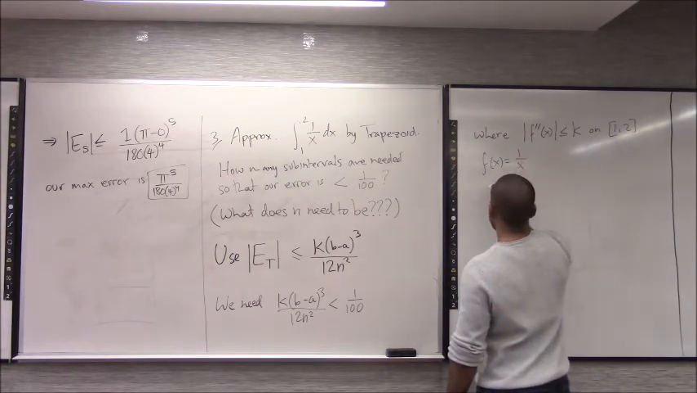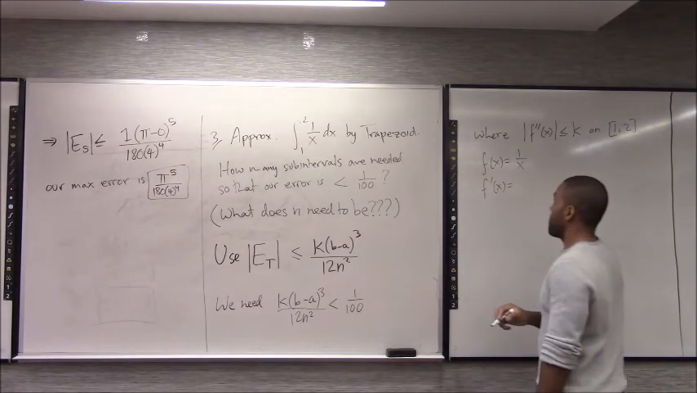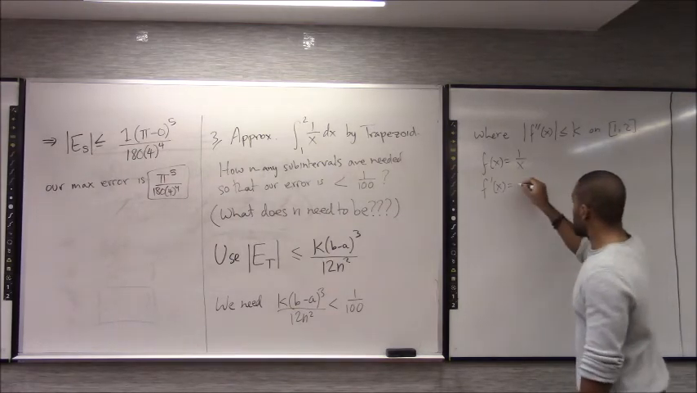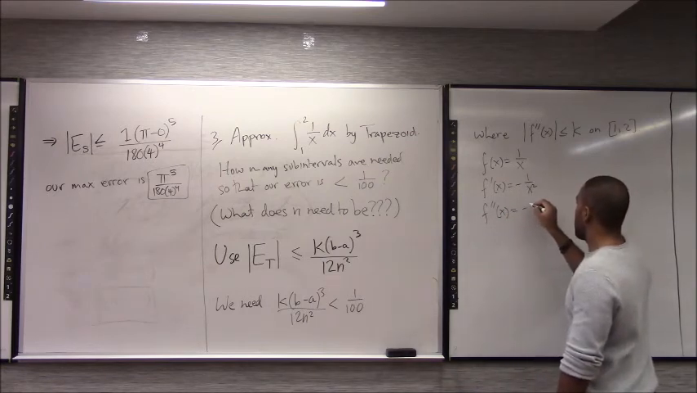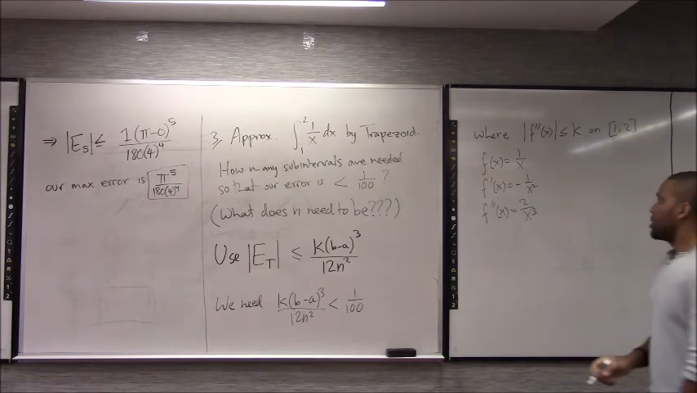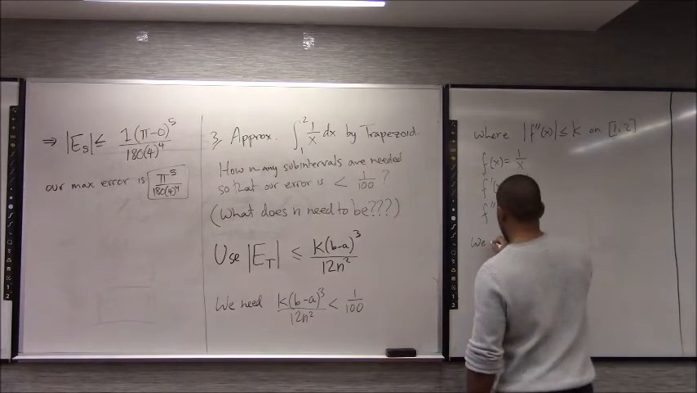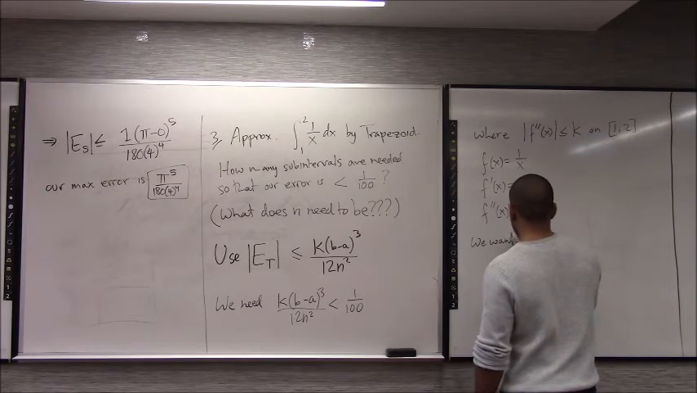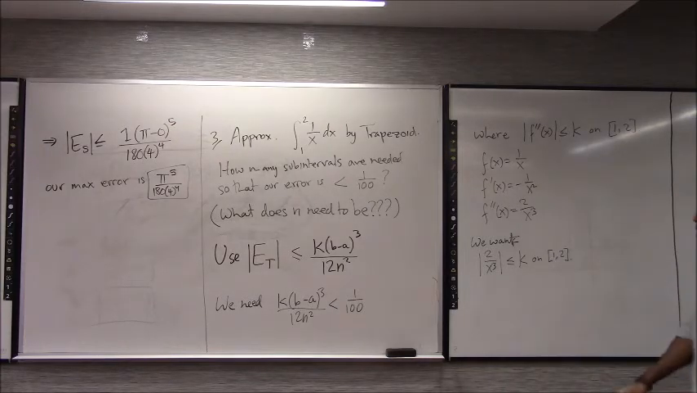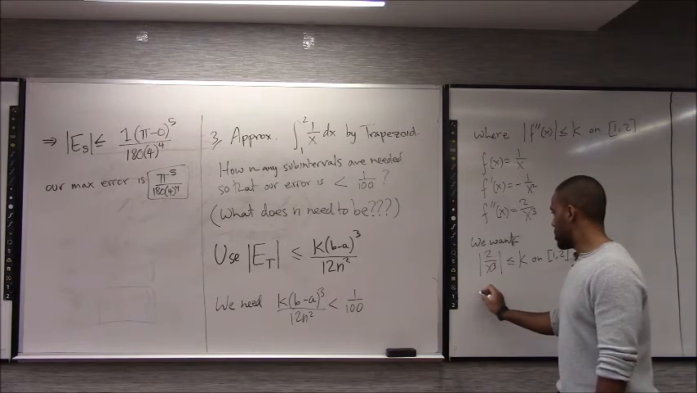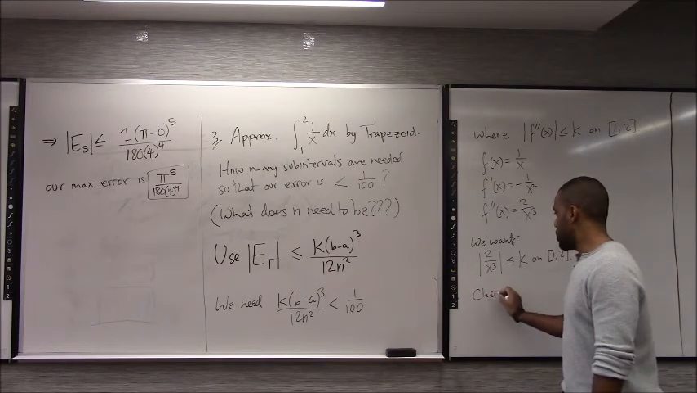So our f of x is 1/x. What is our f prime? Negative 1/x squared. And what is our f double prime? 2/x cubed. So we want the magnitude of 2/x cubed to be less than or equal to k on the interval 1, 2. What is a good k to pick? 2. The max for 2 over x cubed on that interval is 2, right? Right, you would choose k equals 2 in this case.